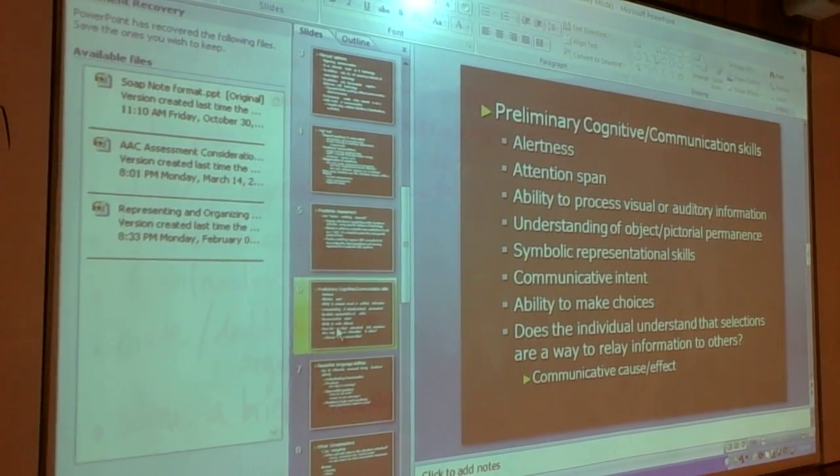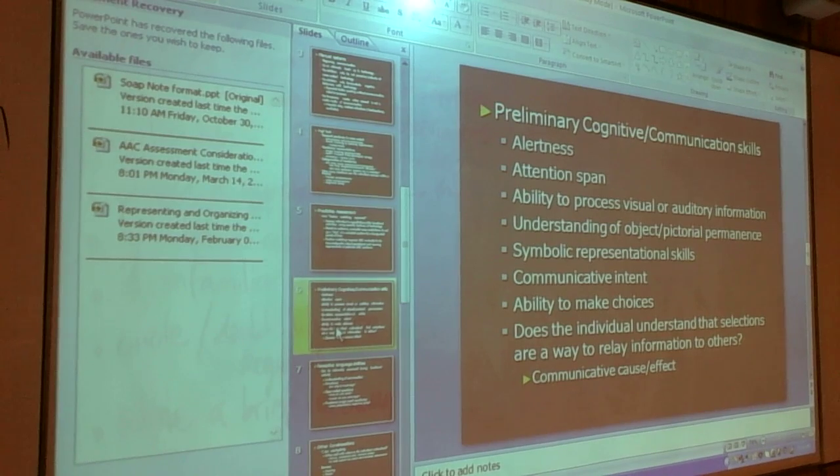So cognitively, they have to be ready to be able to understand picture representation of vocabulary in some way. So it could be photographs, which are very easy and concrete, but still that's a developmental skill that even young, normally developing children, babies and toddlers have to learn too. Okay, so that still needs to be assessed as part of your skill set that you're considering when you're looking at AAC.